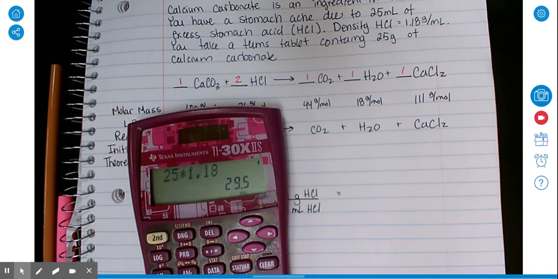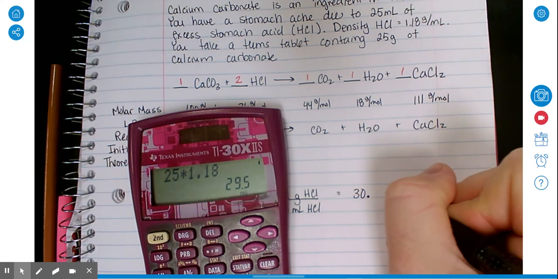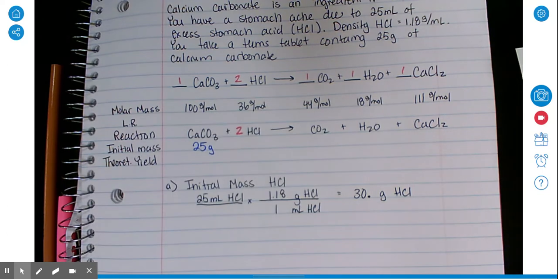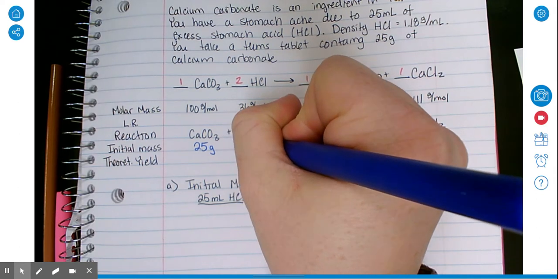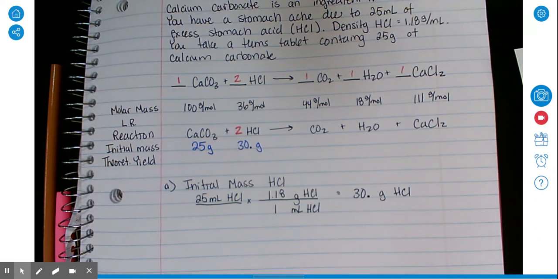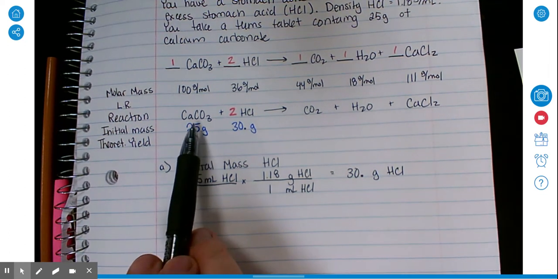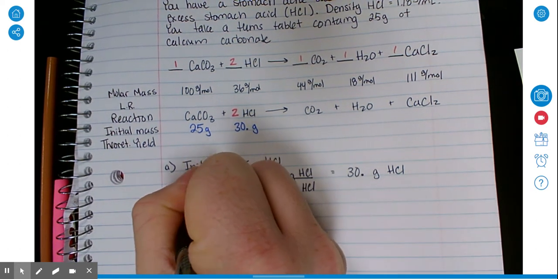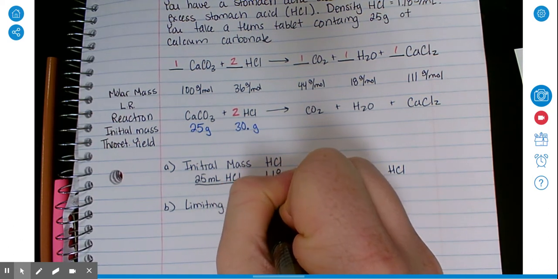Now, I only have 2 sig figs here, so that will actually round to 30 grams of HCl. So that's going to be my initial mass of HCl. 30 grams. From here, I now have both substances in grams. I can calculate my limiting reactant.